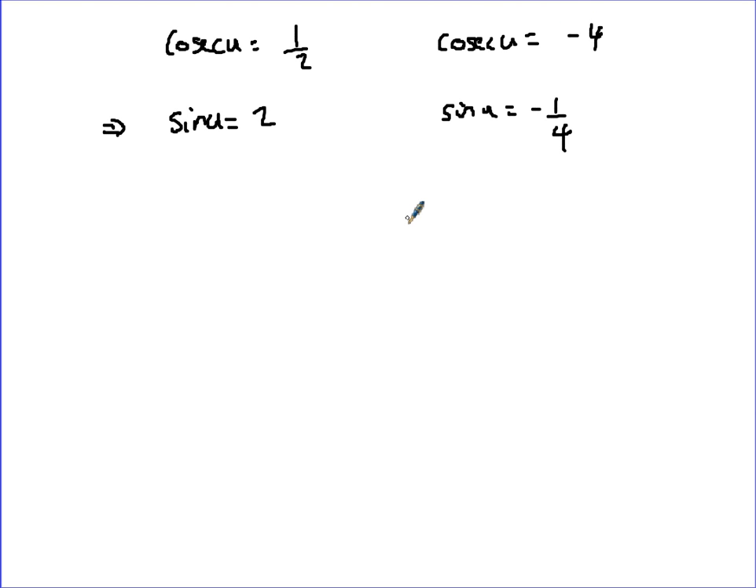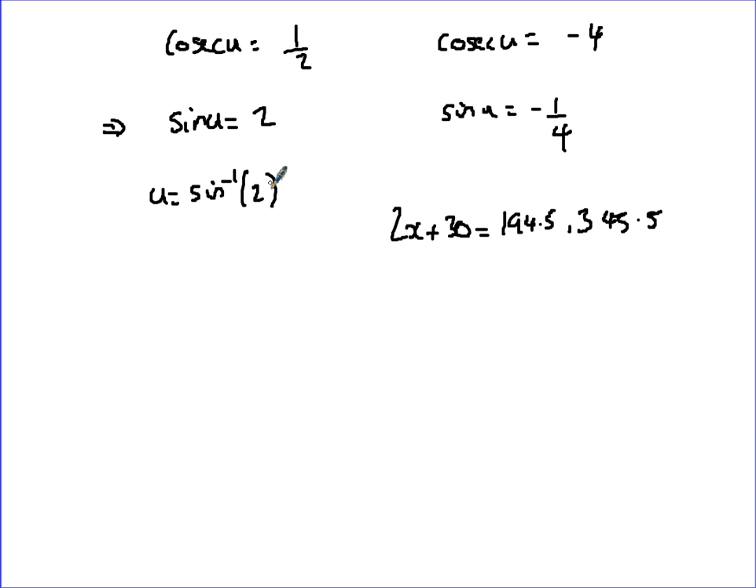So at this point we can then say that 2x + 30 is equal to 194.5 and then also 345.5. Now you haven't done this bit, so we'll then sine to the minus 1, so u equals sine to the minus 1 of 2. And the good news about that is that's an error, because obviously sine only goes between 1 and minus 1. So at that point then you can sort of just cross that out. So we've got this, and then add 30 to both sides.